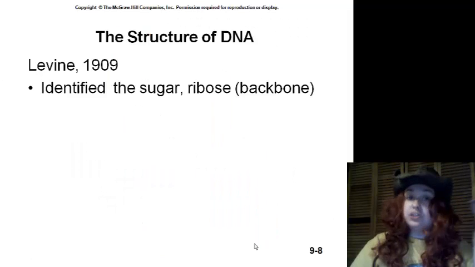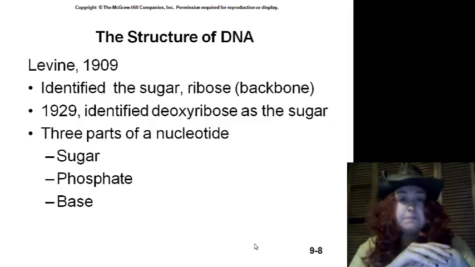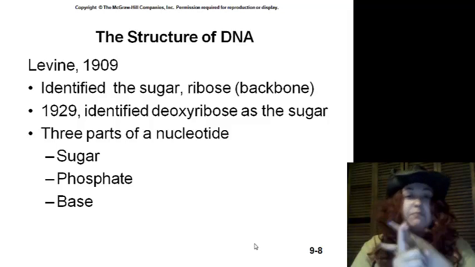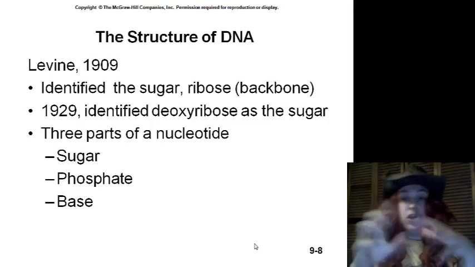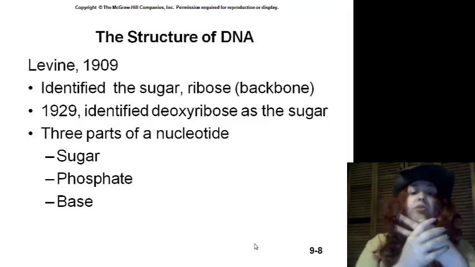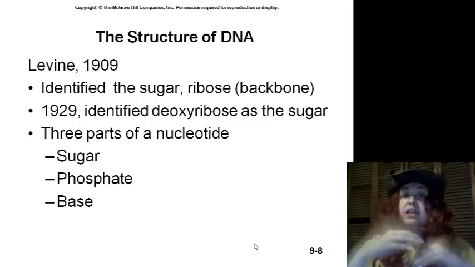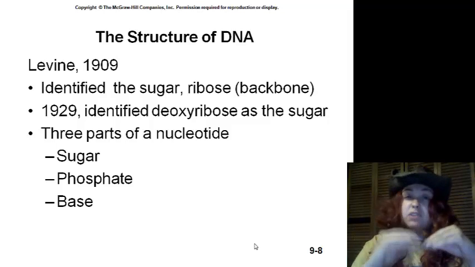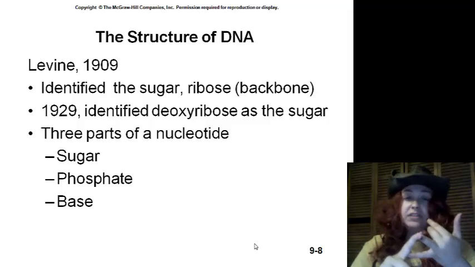Now looking at the structure, we knew in 1909 that DNA existed, that it had a sugar backbone, and that we called it deoxyribose sugar, and it has 3 parts to every nucleotide. The nucleotides are going to be the monomers that make up the DNA. We have a sugar, a phosphate, and a base.